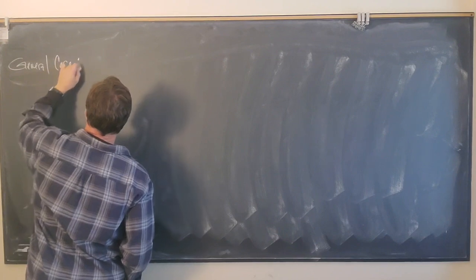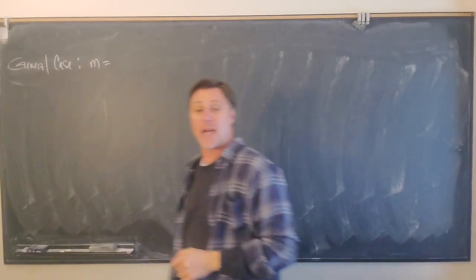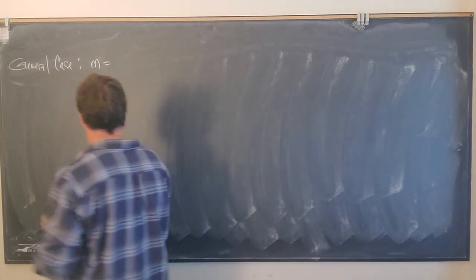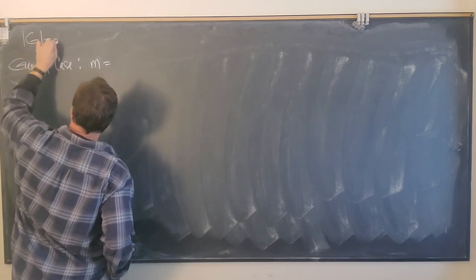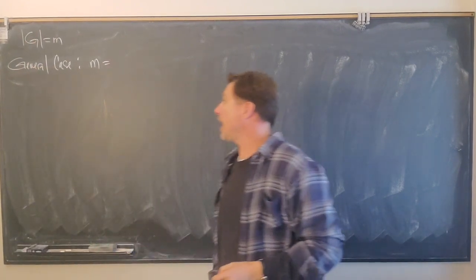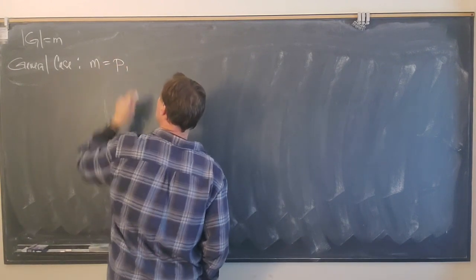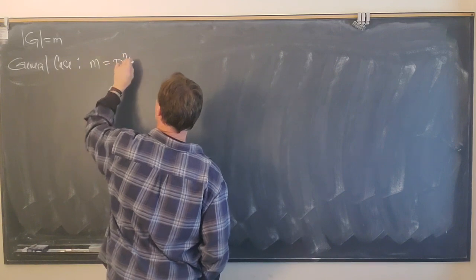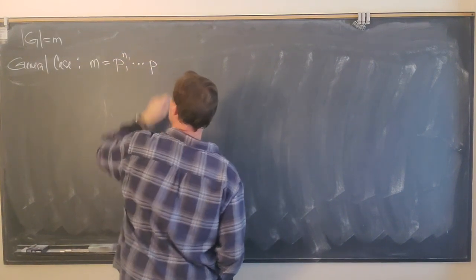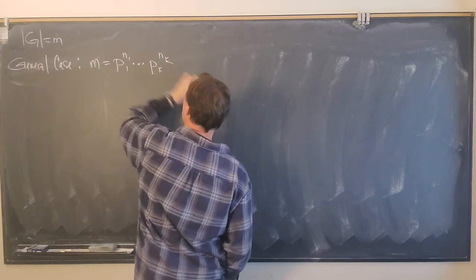Well, the general case would follow the situation where we have an integer m as the order of our group. Just to remind you, we're talking about the order of G. It's a finite abelian group of order m, and now we want to say that m is a product of powers of a collection of primes, p1 to the n1 dot dot dot up through pk raised to the nk.